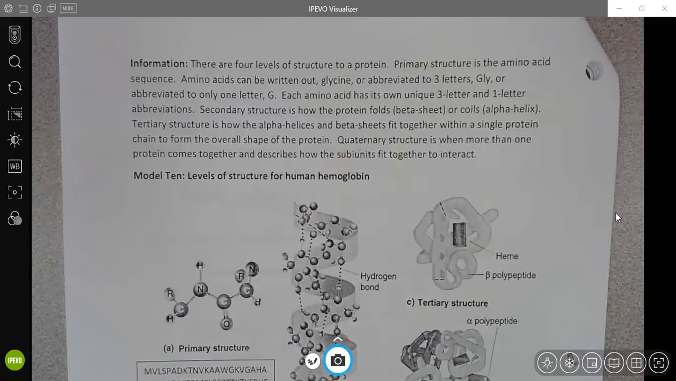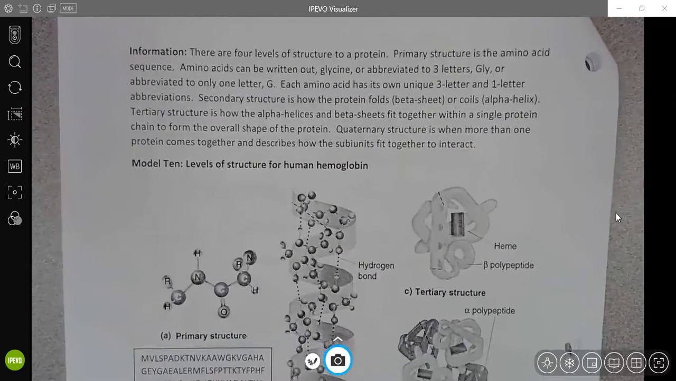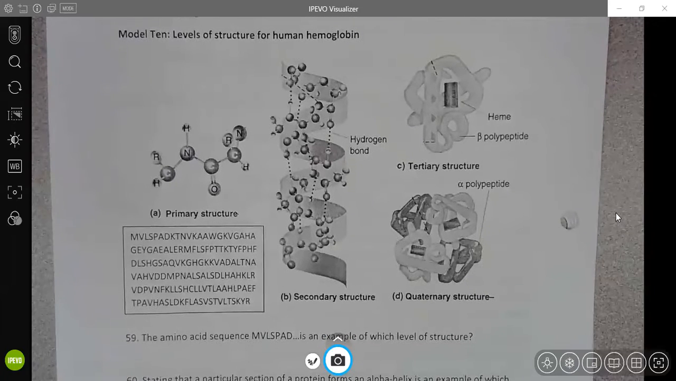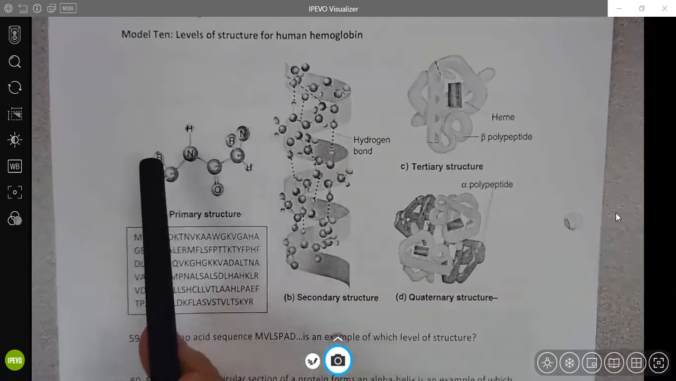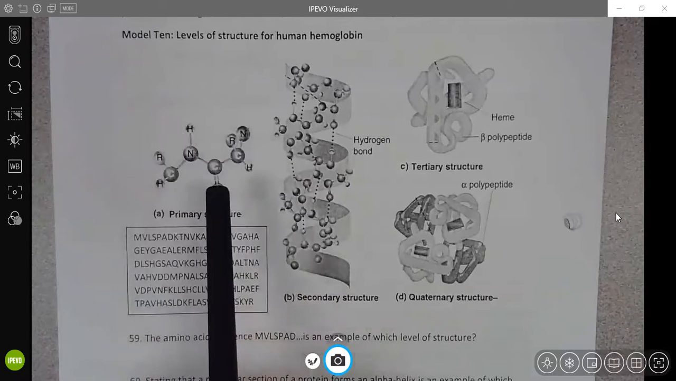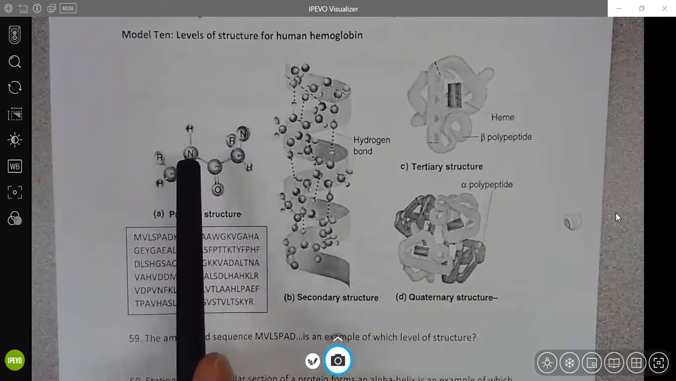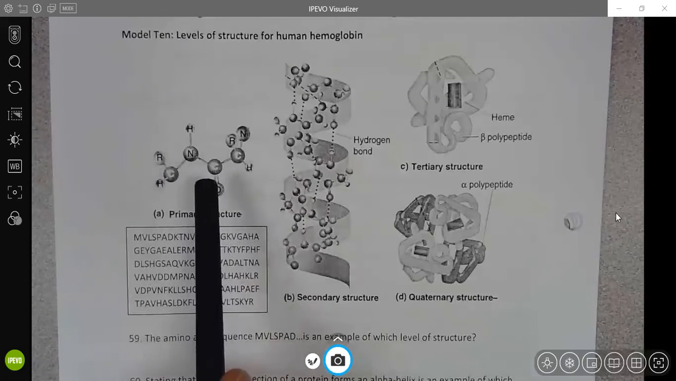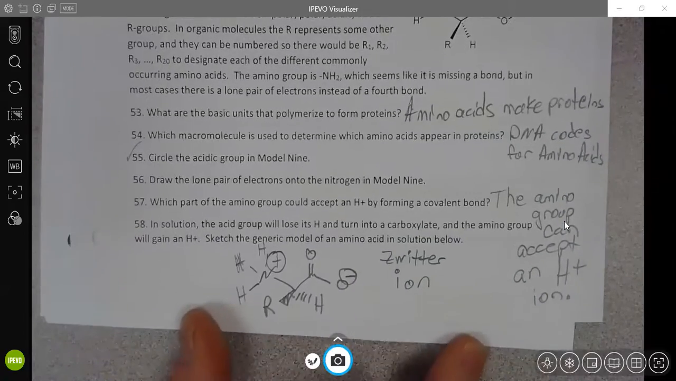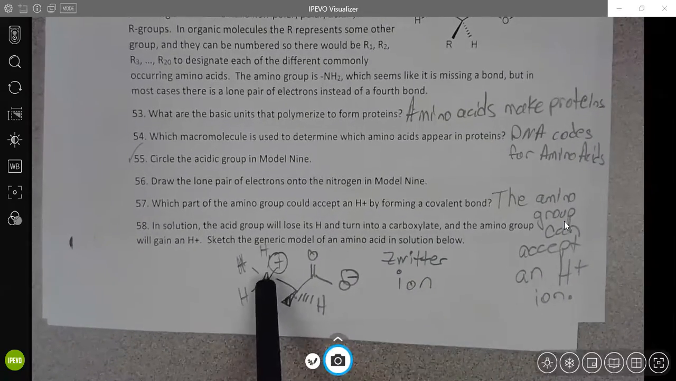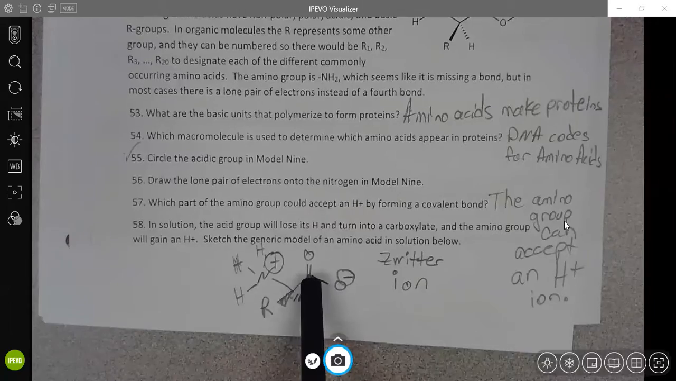Okay, so I'm going to go ahead and skip. So here's the hand sign. I'm not done reading yet, but I want to emphasize what the primary structure is for hemoglobin. So if you look in model 10, you can see here's this image of an amino acid group, and notice that there's an N here and a C double O. Well, we don't see the nitrogen next to this carbon double O anywhere in our amino acid model. The only way that could happen is if this N here bonds to this carbon here.